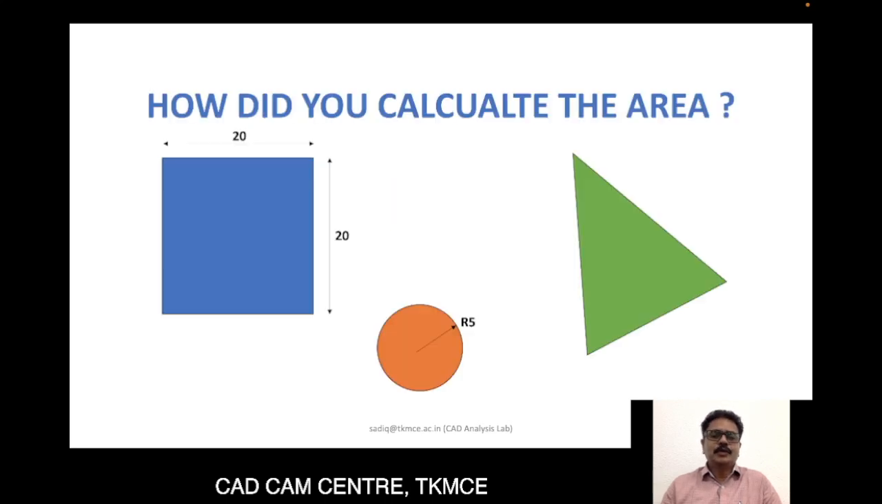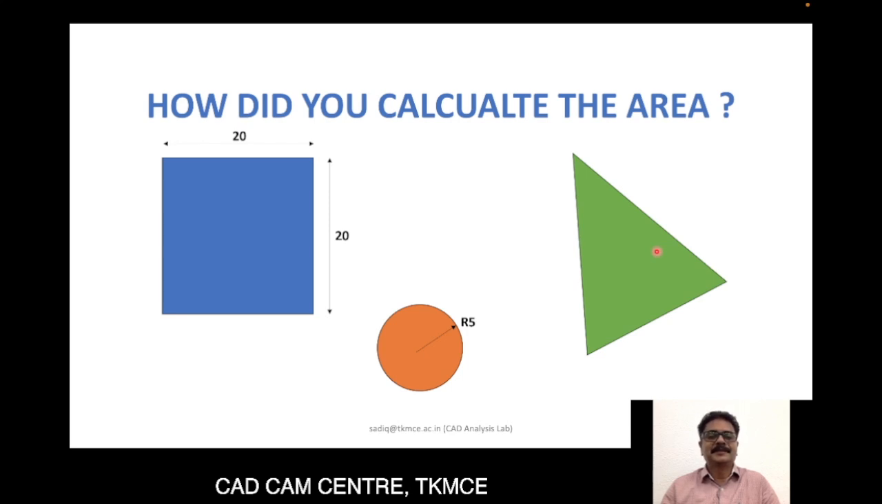Before we go into the concepts of finite element analysis, I have a question. How did you calculate the area of these kinds of basic shapes during your school days? Say if it's a square having some dimension, we have equations. If it is a circle, we have again an equation to compute the area. If it's a triangle, based on the kind of triangle, we have equations. But even if we had not had the equations, we had a method of computing the area of these kinds of shapes.